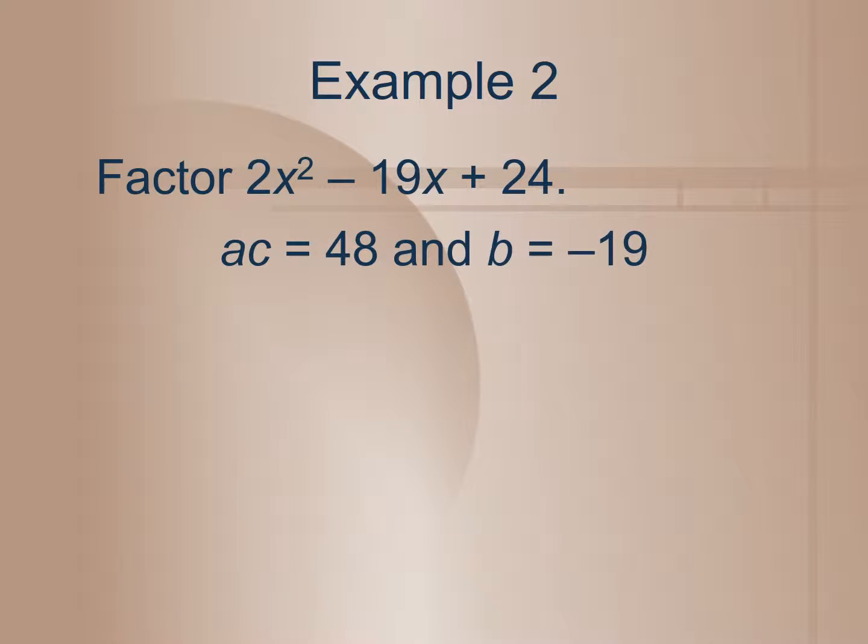So let's look at example 2, where we have 2x squared minus 19x plus 24. First we want to find 2 terms that multiply to a times c, but add up to b. So 2 times 24 is 48. And then b is negative 19. So I need 2 numbers that multiply to 48 but add up to negative 19.